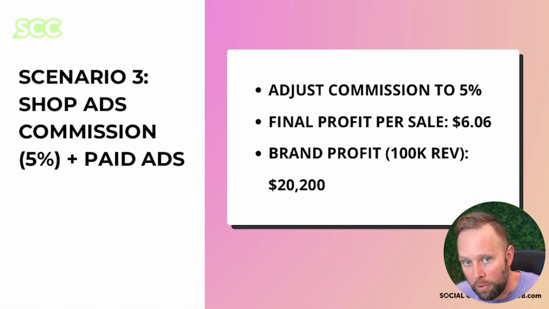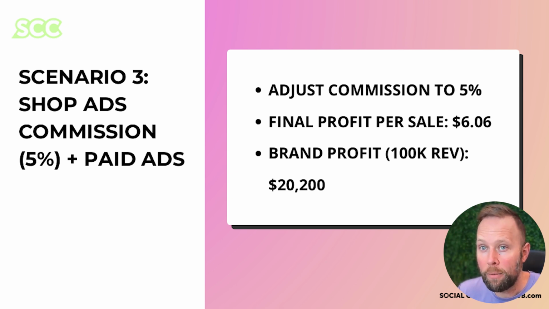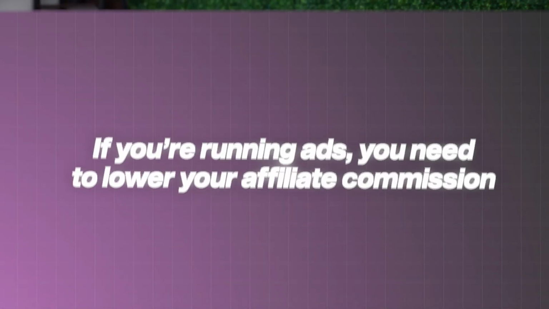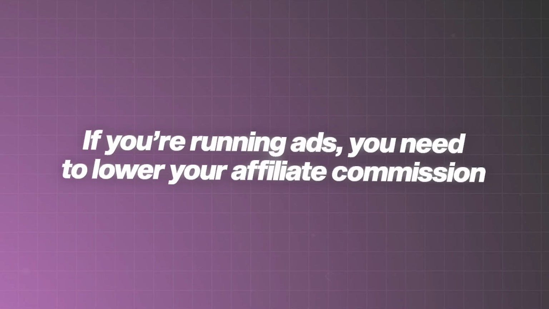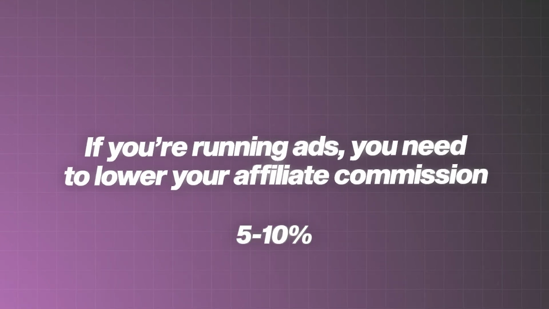Now, let's talk about using Shop Ads Commission, and that is why you guys are here today. So this is a $30 product with this lower commission rate, and we're going to talk about a 5% commission rate on ads. Your profit per sale is $6.06, which is a lot better on a $30 product. So we have $100,000 of revenue with $20,000 of profit. Now that's much more realistic and much better for your bottom line for a business that is running on TikTok Shop. So if you're running ads, you need to lower your affiliate commission to somewhere between 5 and 10%, and you need to do the math.